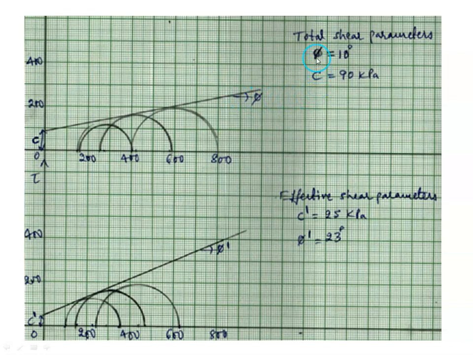Then we have to take the effective stresses sigma 1 dash and sigma 3 dash and plot the Mohr circles. Again we have to take the common tangent to all these Mohr circles. By taking the inclination of this failure envelope with horizontal, we will get the effective angle of internal friction, and by taking its intercept on the y-axis we can get the effective cohesion.